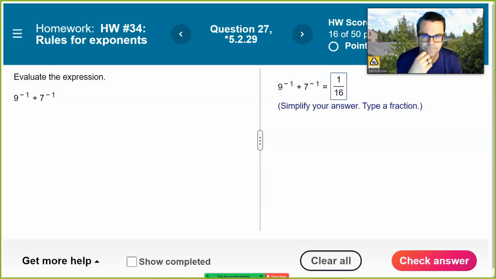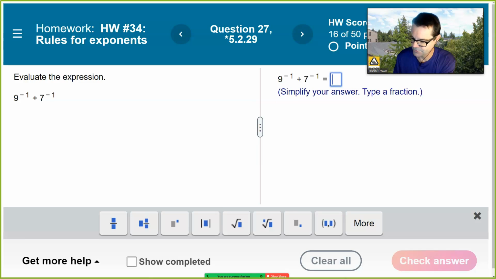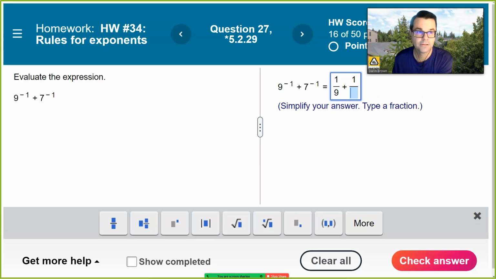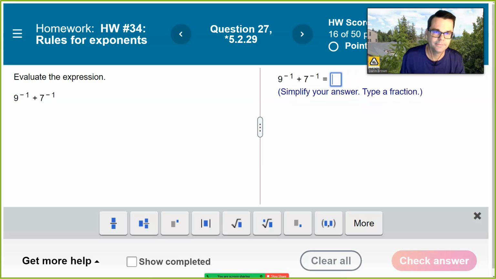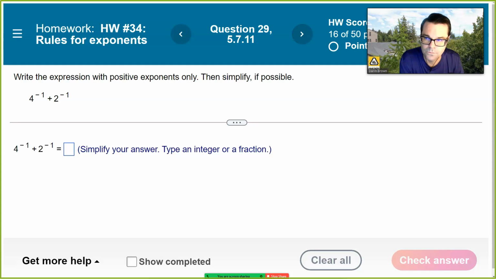So in this one, we can't say that 9 to the negative 1 plus 7 to the negative 1 is 16 to the negative 1, in the way that we could say 9 to the negative 1 times 7 to the negative 1 is 63 to the negative 1. We could do that, but this is adding. So this is 1/9 plus 1/7. And you have to add those fractions together. I'm not going to add those fractions, but you have to get a common denominator and so on. Same thing here.